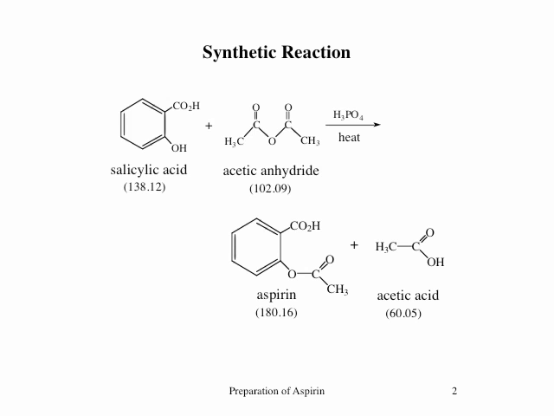Aspirin is synthesized by reacting the solid salicylic acid with the liquid acetic anhydride. These two reactants are heated in the presence of phosphoric acid, a catalyst, and the primary product aspirin is formed along with the secondary product acetic acid.